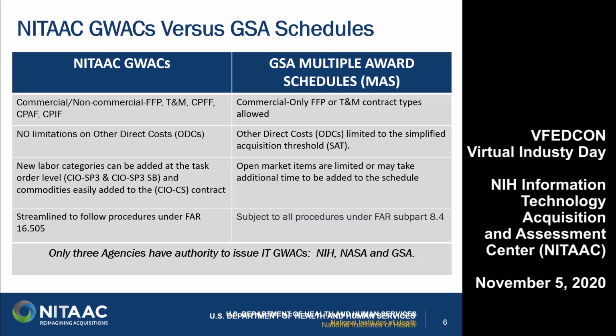So a lot of times if you're working on or have a more complex action, you really need to have that ability to use the whole suite of contract types, not just firm fixed price. There are no limitations on other direct costs, and also for using the SP3 and SP3 Small Business, you can add new labor categories at your individual task order level. And if you're interested in just buying commodities, you can add them easily, within 24 hours usually, or less on the CS contract.